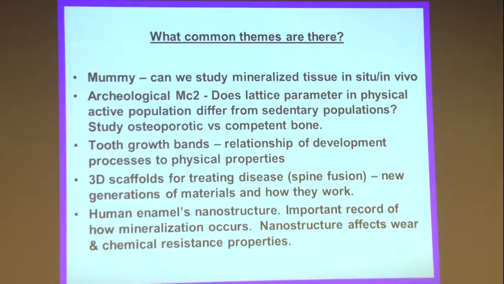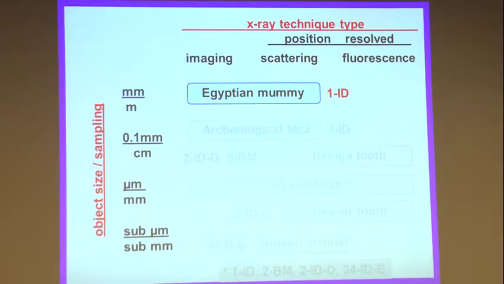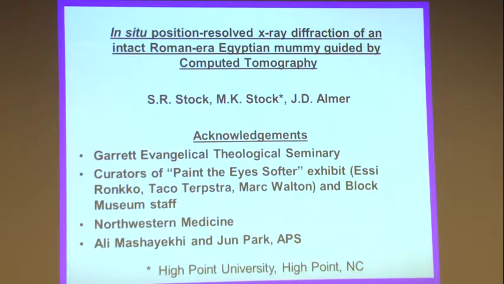The tooth growth bands, that's the beluga whale and the beaver teeth: the relationship of development processes to the physical properties that result from the tooth. 3D scaffolds for treating disease, i.e. the spine fusion operation, basically getting a new generation of materials and figuring out how they work to promote bone healing. Human enamel's nanostructure is an important record of how the mineralization occurs, but also its nanostructure affects wear and chemical resistance. Very important to know. So the first example is the Egyptian mummy. This was maybe the most unusual experiment I'll ever be involved with for a variety of reasons.